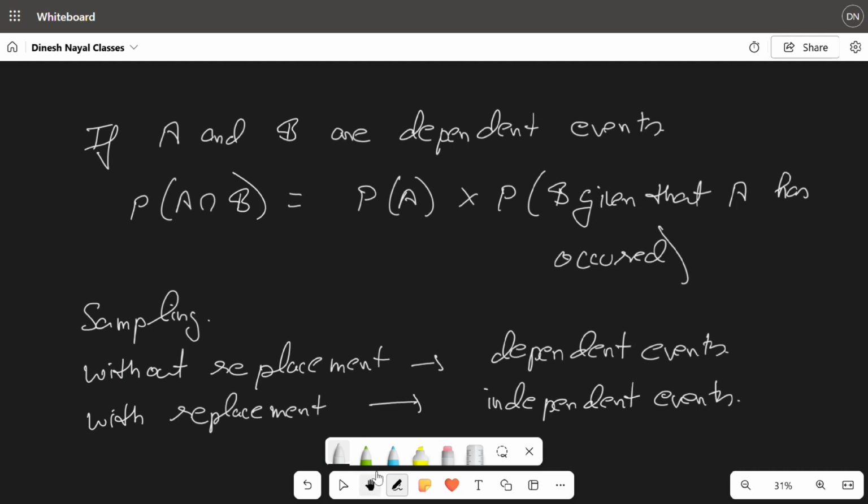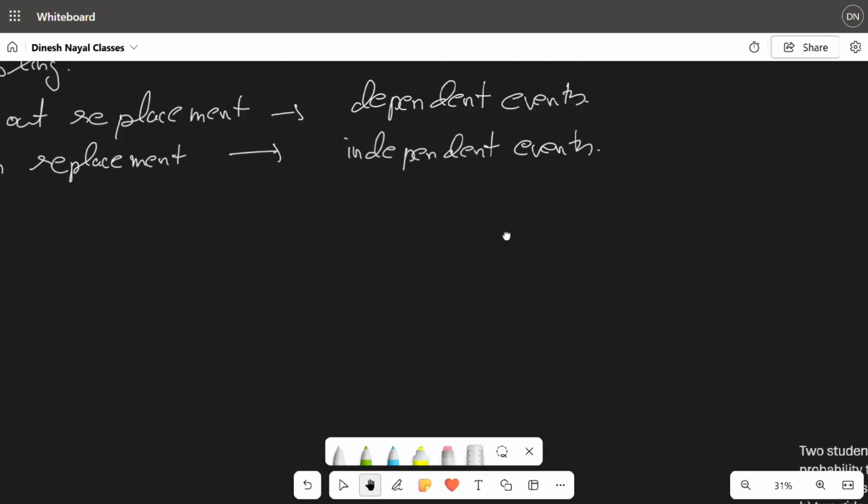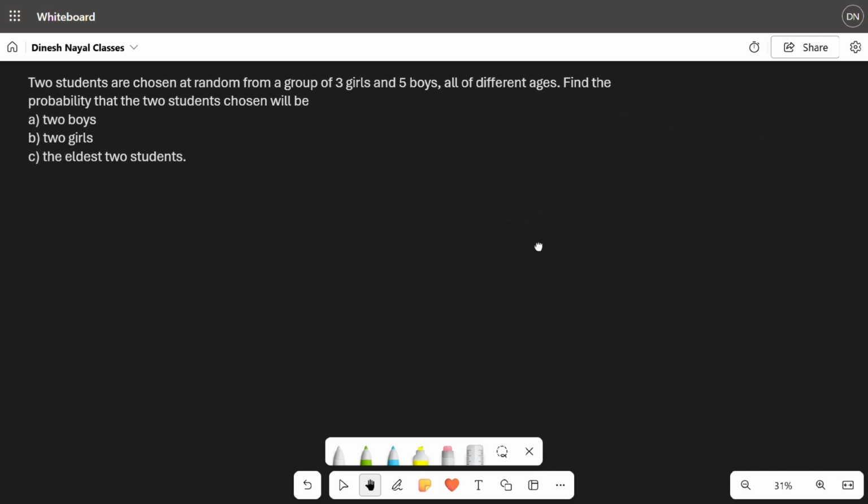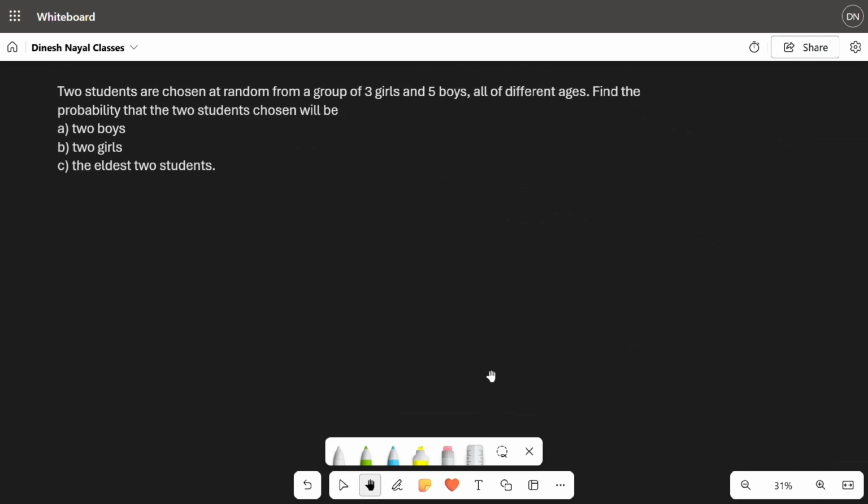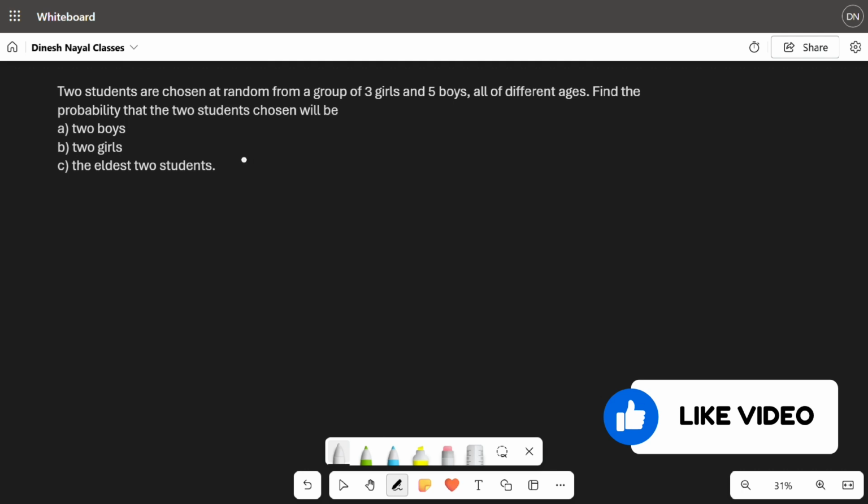So the first example is here. Two students are chosen at random from a group of 3 girls and 5 boys, all of different ages. Find the probability that the two students chosen will be 2 boys, 2 girls, the eldest 2 students. Okay, let's start with this.